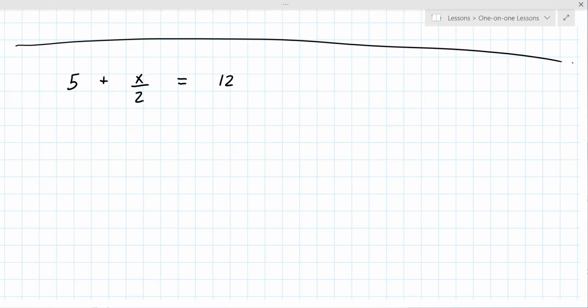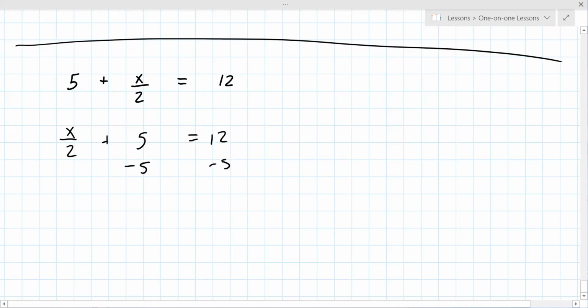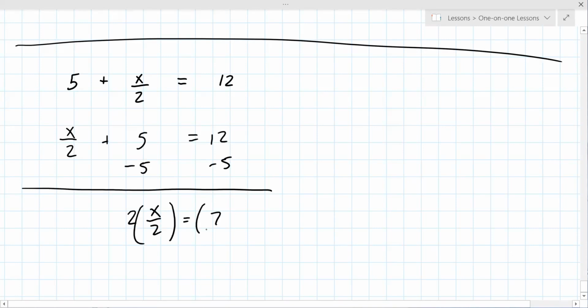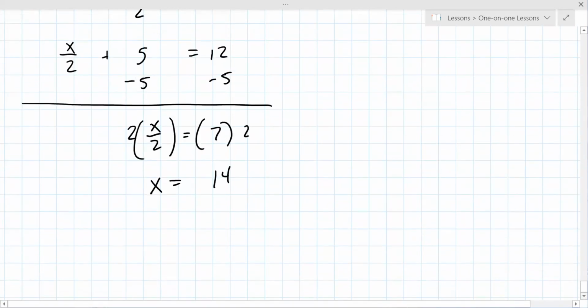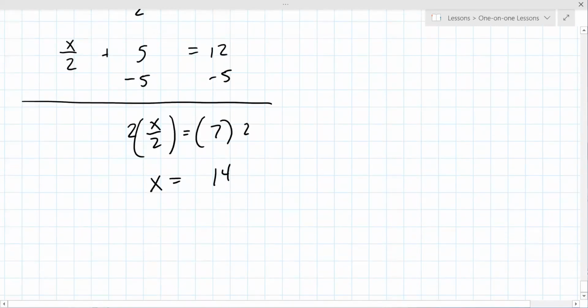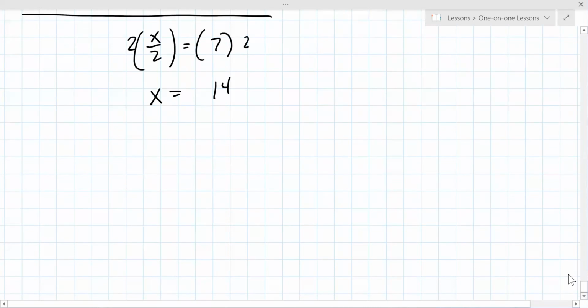Got my answer, I think. Okay, so you could move this x over 2 in front, plus 5 equals 12, and then subtract 5 from both sides of the equation. X over 2 equals 7, multiply by 2, so x equals 14. Did that work out? Yeah, it did. Great. Okay, so I kind of went down in difficulty. Now I'm going to go back up a little bit here.